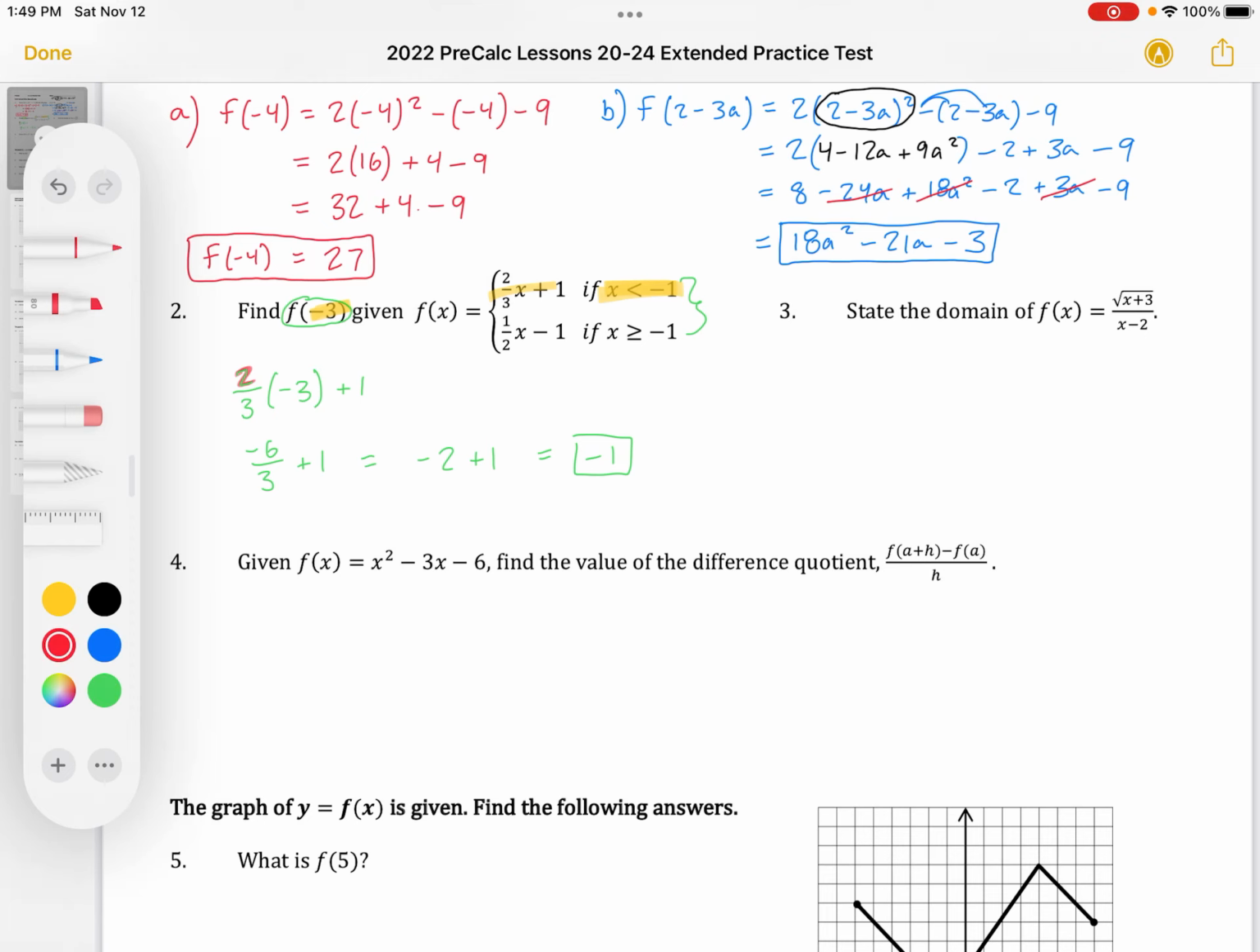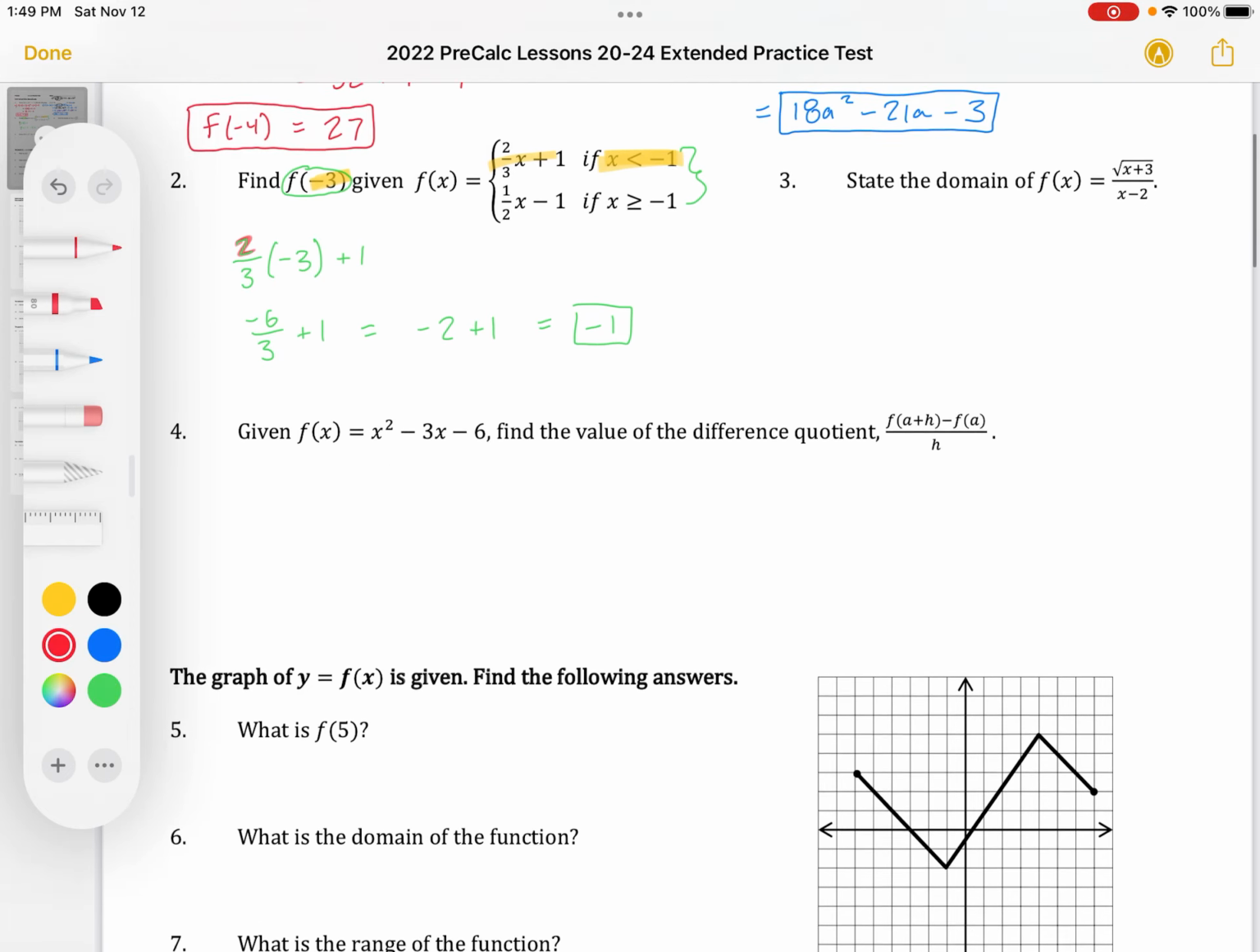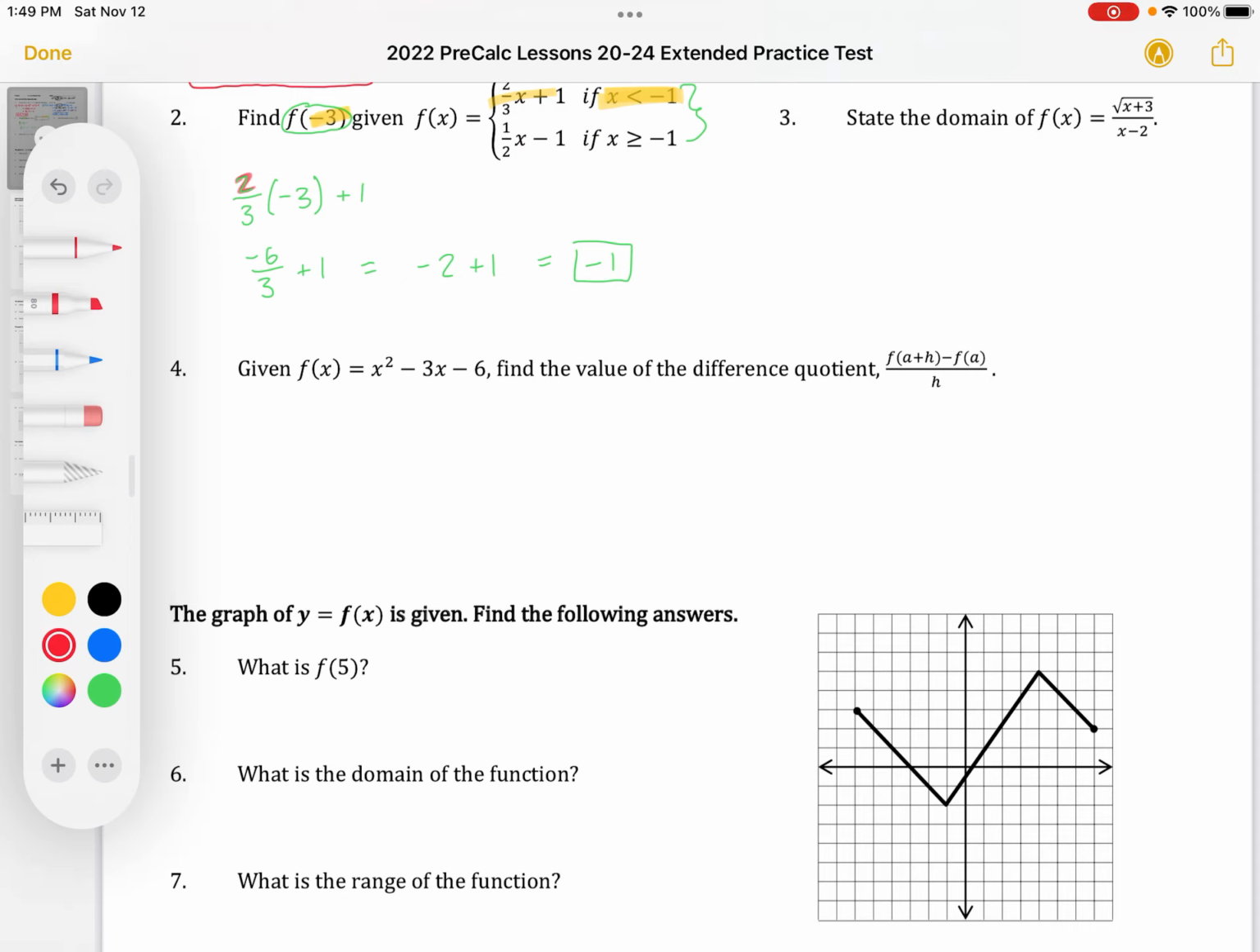All right, we have another domain problem here. So if we're asked to state the domain, everywhere you have roots, you want to make sure you're not square rooting anything negative, which means we're going to take what's inside and say it's greater than or equal to 0. So if we solve this, part of our domain is just going to be x is greater than or equal to -3.